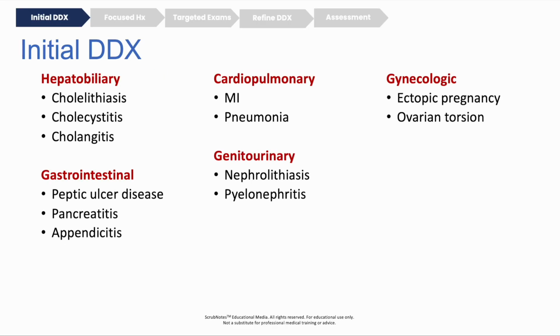First, we want to build a broad differential list. And abdominal pain has one of the largest differentials in medicine, but most causes fall into a few major categories: hepatobiliary, gastrointestinal, cardiopulmonary, genitourinary, and gynecologic. So at this stage in the process, we're not trying to find the correct diagnosis. We're trying to be complete. This list alone doesn't get you there, so what matters is how you narrow it. That's where our focused history questions come in next.